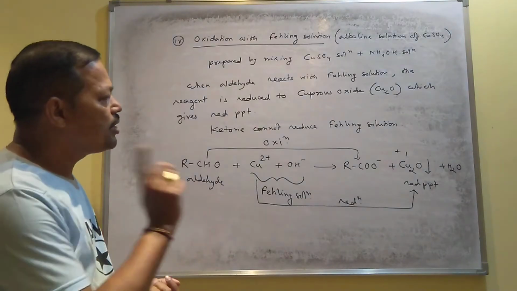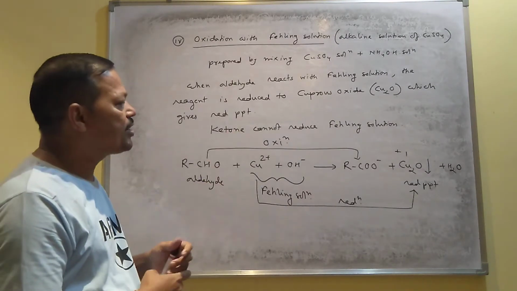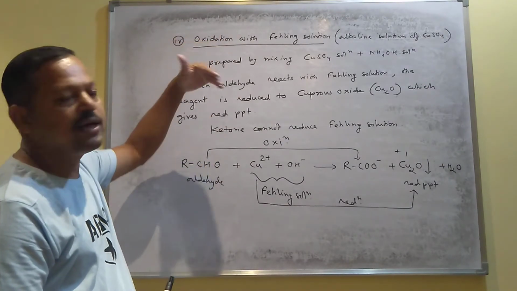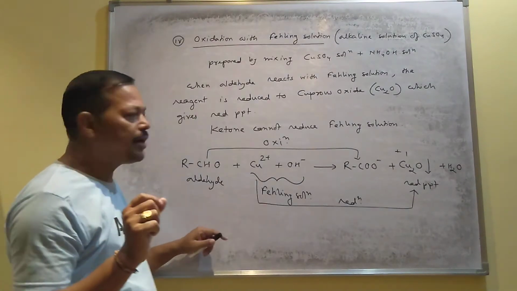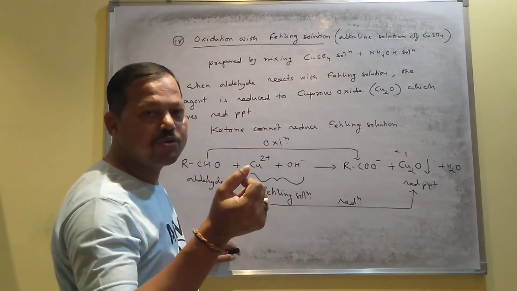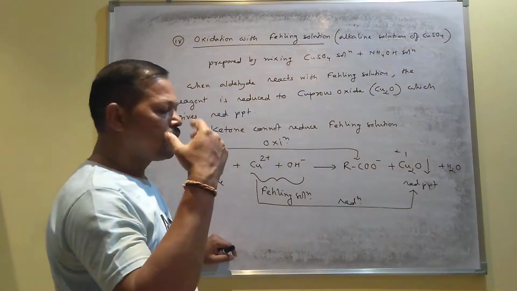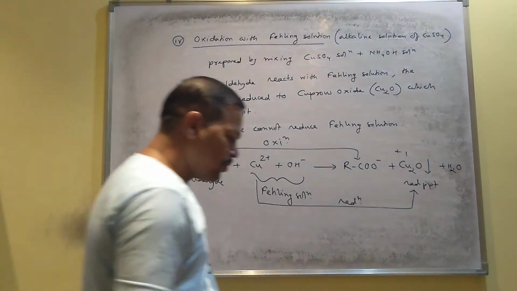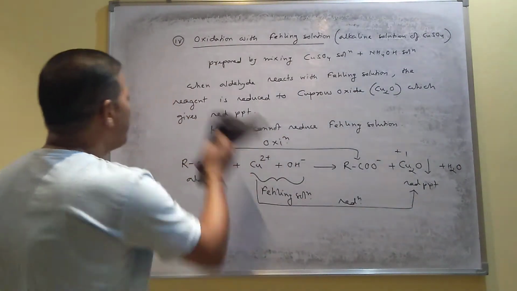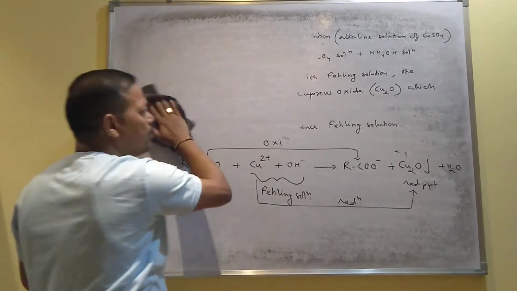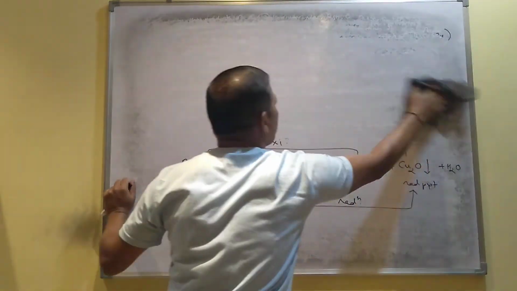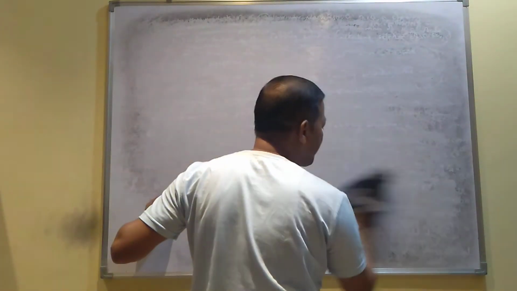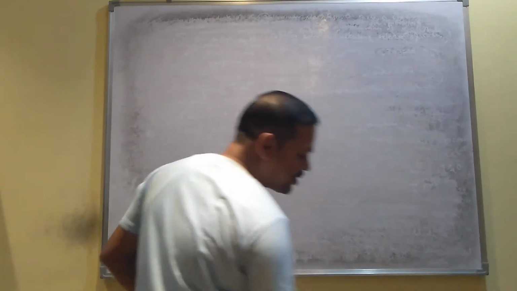So remember this reaction, or you can use the Tollens' reagent reaction also. These two reactions are used for distinguishing aldehyde and ketone. In a question, if it is given that the compound can reduce Fehling solution, that means the compound is an aldehyde. If the compound can reduce Tollens' reagent, that means the compound is an aldehyde, not a ketone. So you will get the idea from that. These are the oxidation reactions of aldehydes and ketones. This Tollens' reaction and Fehling solution reaction, these two are very important for the exam.